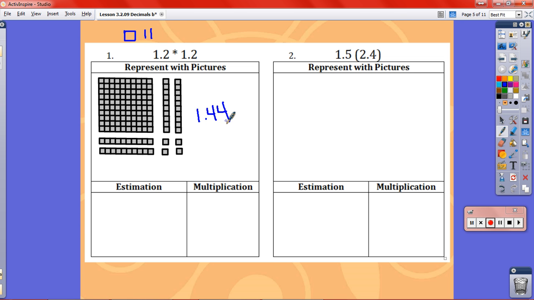Okay, let's prove it with estimation. It's a little more than 1 times 1, so it's a little more than 1. Greater than 1 times 1, but only a little bit greater. It's not 1 times 2 yet, so it's going to be a little more than 1, but less than 2.